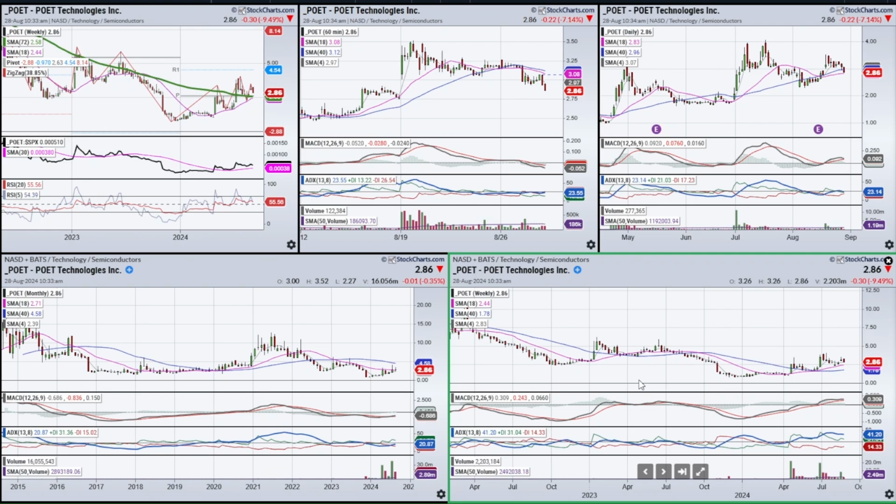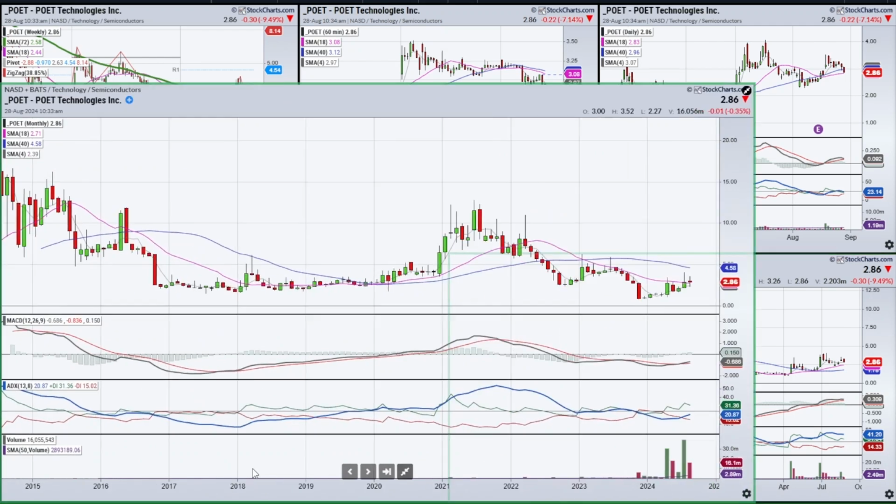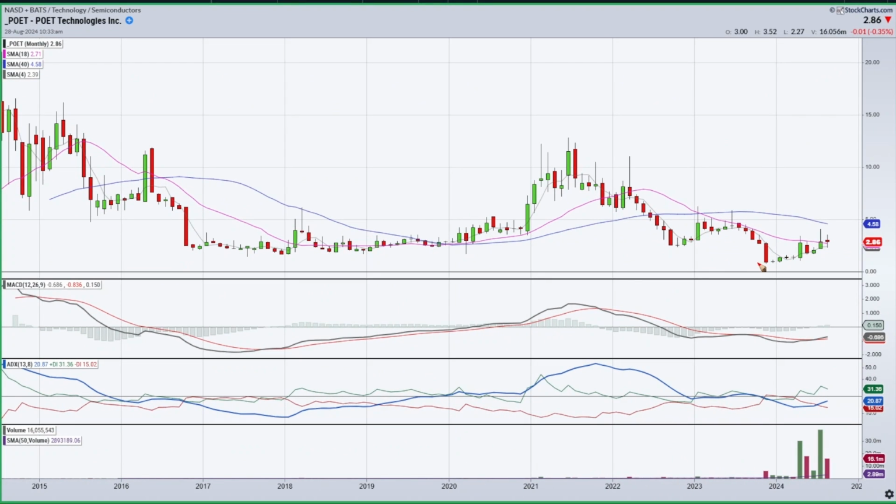Okay, Poet. So, yeah, I like the way this is turning, but look at how this has played out. We've essentially rallied our way back towards a declining 18-month. I do like the volume pattern. I do like the fact that green DI is showing signs of improvement, but it has been helped by the big spikes in the DI.